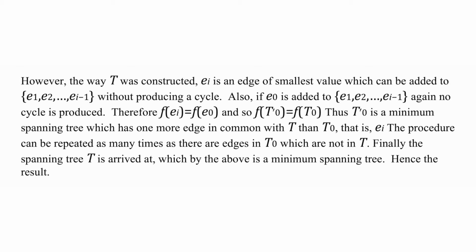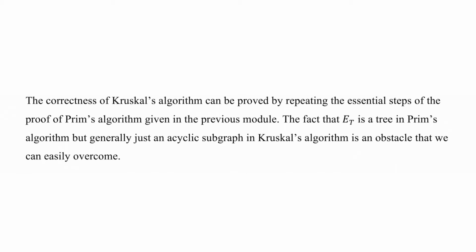Thus, T' is a minimum spanning tree which has one more edge in common with T than T0, that is Ei. The procedure can be repeated as many times as there are edges in T0 which are not in T. Finally, the spanning tree T is arrived at, which by the above is a minimum spanning tree. Hence the result. The correctness of Kruskal's algorithm can be proved by repeating the essential steps of the proof of Prim's algorithm given in the previous module.